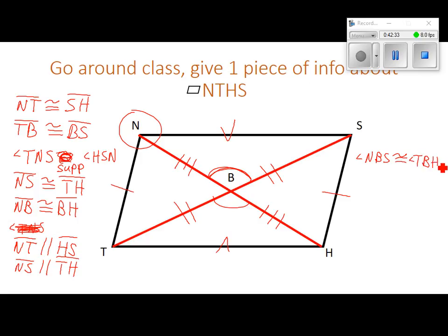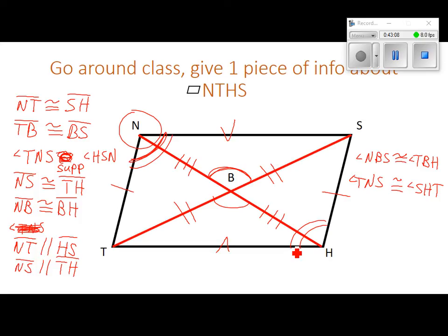All right, Wyatt? Angle N is congruent to angle H. Now, bad thing with that, you're right. Angle TNS is congruent to angle SHT. So he used the fact that this whole angle and this angle are opposite angles, so they have to be congruent.